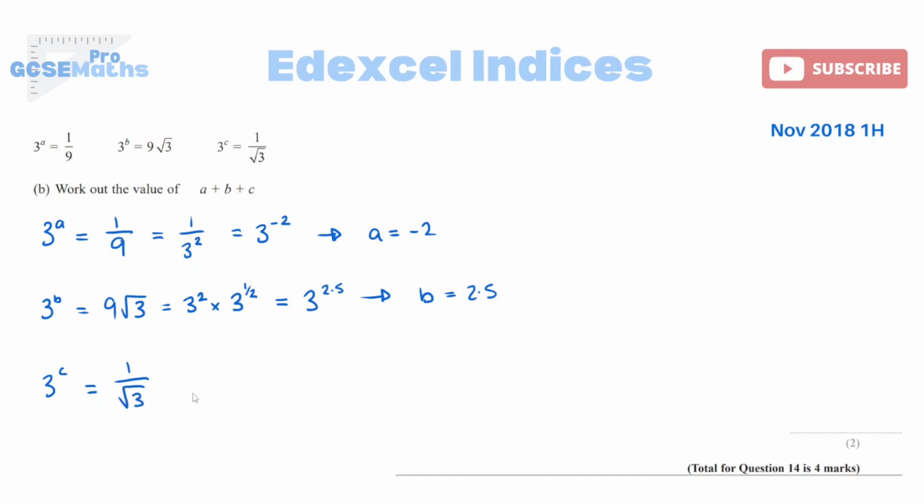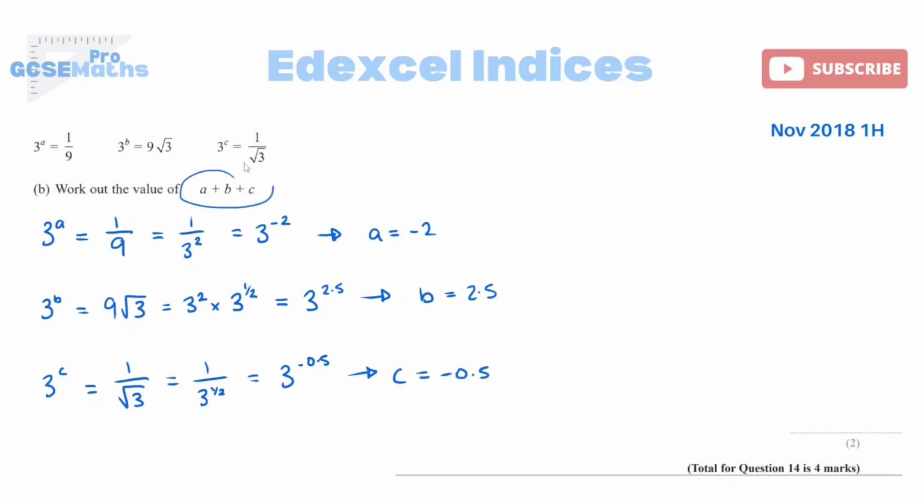So we've got 1 over root 3. We've just said that root 3 is 3 to the power of a half. And then previously we said that 1 over something is the reciprocal. So do you see how that would be 3 to the power of negative a half, which in this case I'm going to write as a decimal just to match my other ones, 0.5, isn't it? So C is negative 0.5.